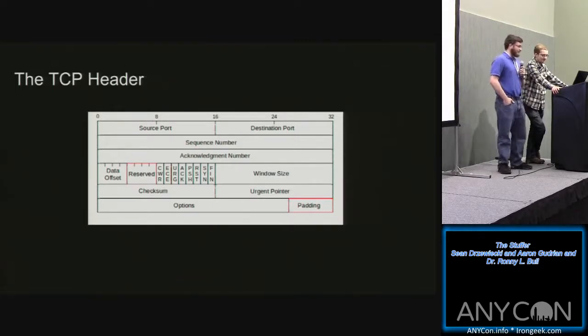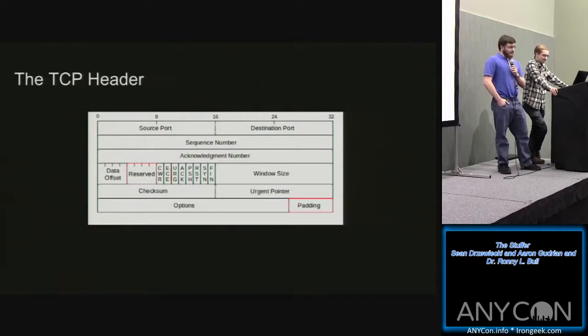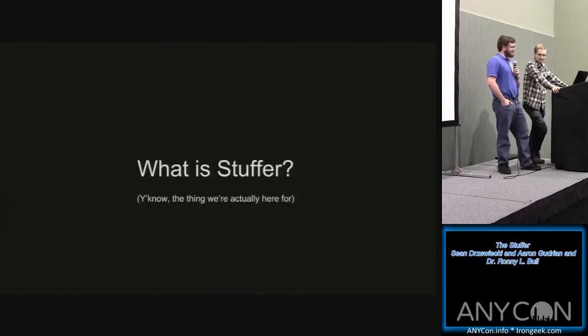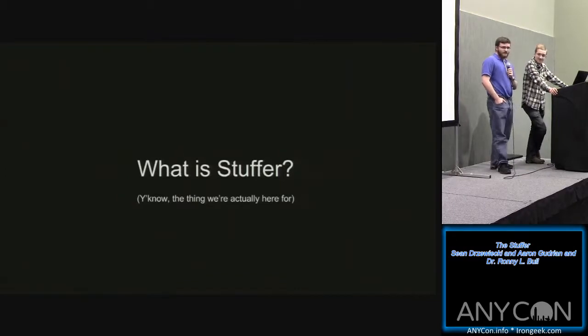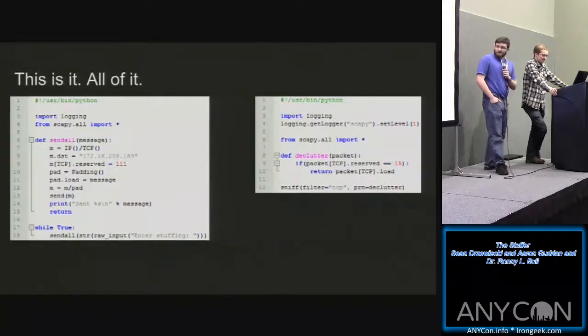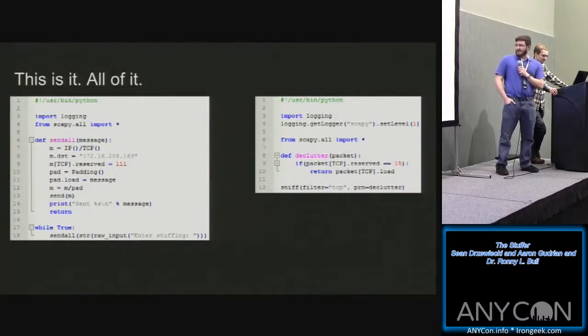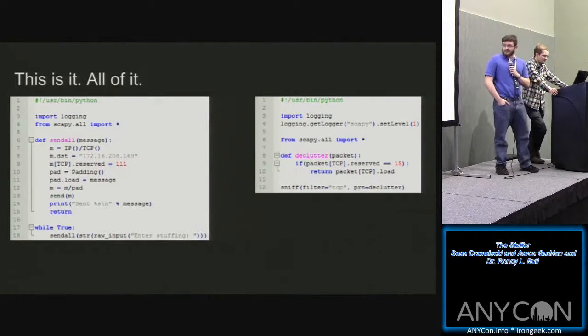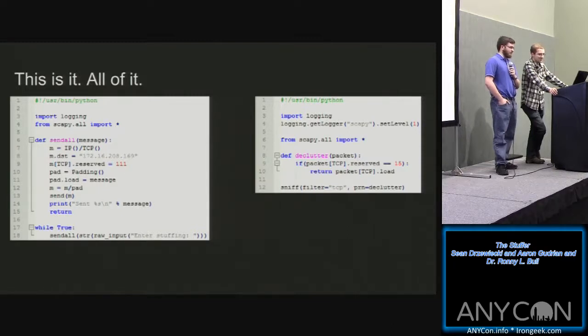So the stuffer is packet stuffing. You can count how many times I say stuffing. We'll take the padding and the reserved sections of said TCP headers and send them along the internet after we stuff them with our own information. So what is the stuffer? This is it. Run in Python with the help of Scapy to do all the heavy lifting for us. All we're doing is making a packet, putting our own data in it, and sending it along where we want it to go.